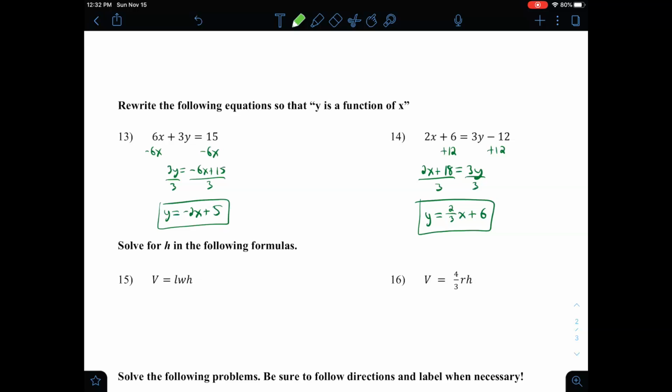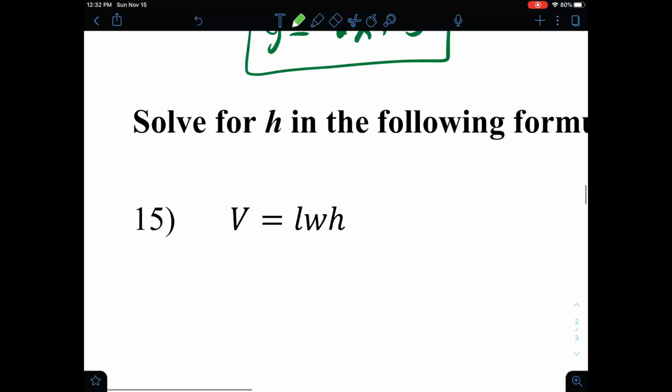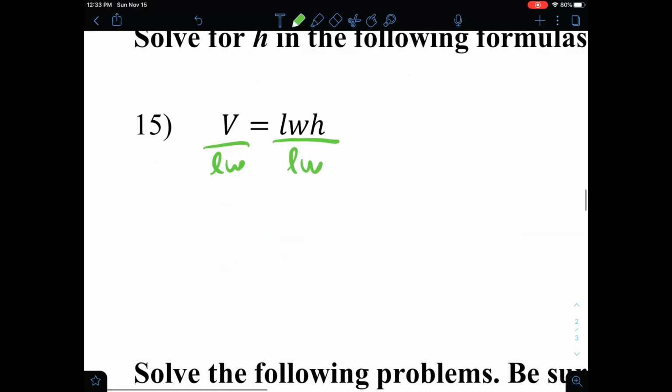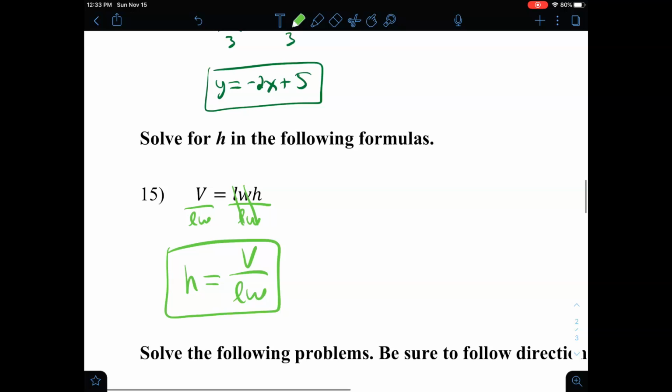All right. Number 15, solve for h in the following formula. Similar kind of thing. We're going to try to get h by itself, and it's just going to be kind of weird because we're going to have leftover variables that are not going to go away, and that's okay though. So we have V equals LWH. What's happening when they're all smushed together like that? Well, that's multiplication. So how do we undo multiplying by LW? We're going to divide by LW to get that h alone. So we get h is going to be equal to, these are going to cancel, V over LW.